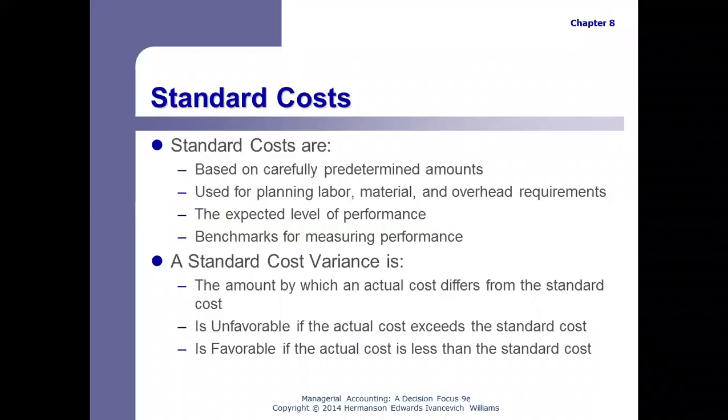A standard cost variance is after the end of the period. You see how much it actually cost you versus how much it should have cost you. And again, the standard cost is how much it should have cost. Again, for variances, remember that an unfavorable variance is if the actual cost is more than what you planned for. That's the standard cost. A favorable variance is if the actual cost is less than you expected.